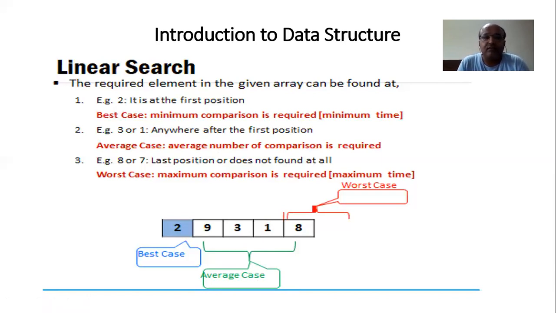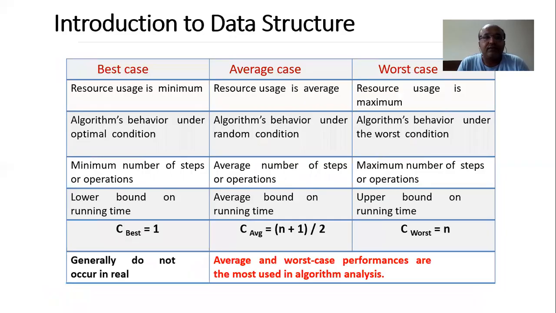And the last case, the third case: suppose you want to search for 8. In this array, 8 is available at the last position, so definitely we'll have to compare all the elements. So in the worst case, we'll have a maximum number of comparisons. You can understand very easily from this figure what exactly the best case, average case and worst case are. Here you can see the comparison of all these three cases that we have already discussed, correct?